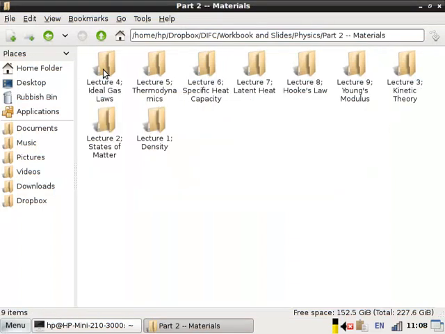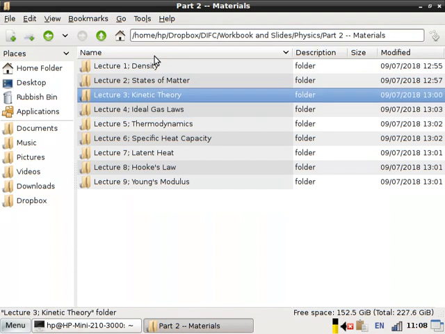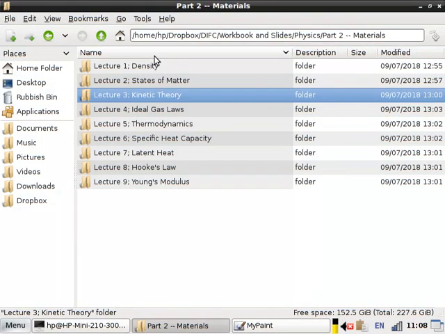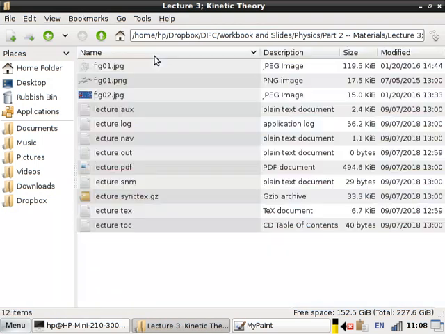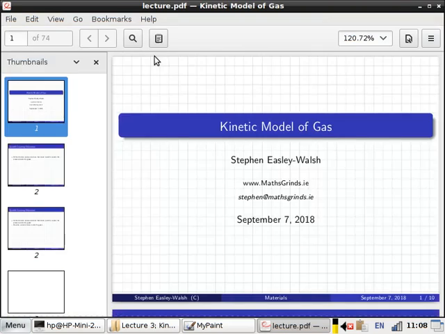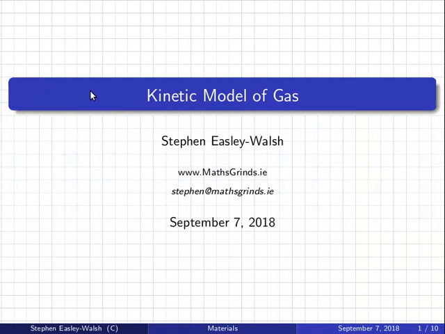Materials, and we are on kinetic theory, which I think might not be too bad. Okay. Right, let's start, if you can write that down. Kinetic model of gas.